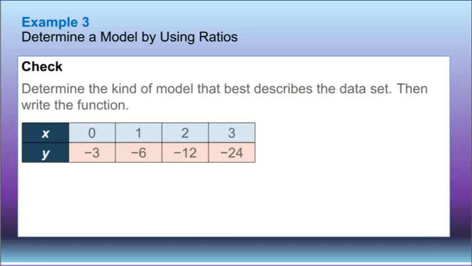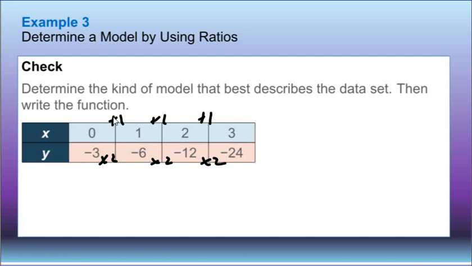Next, look at the data here and then write the function. So x is increasing by 1. Here, y is decreasing by 3, decreasing by 6, decreasing by 12. We know it's not second difference, and it's not first difference. What if we multiply this by 2, this times 2, and this times 2?